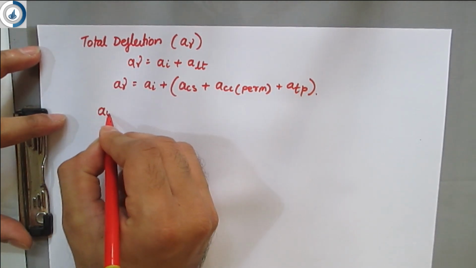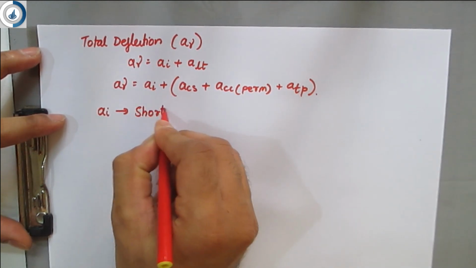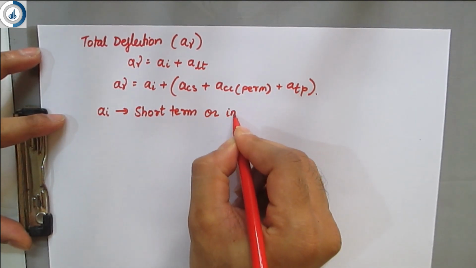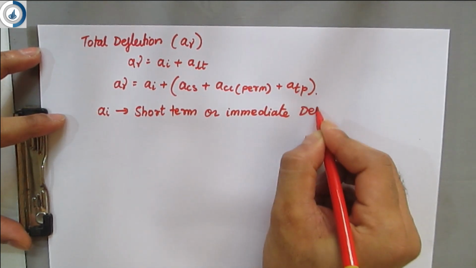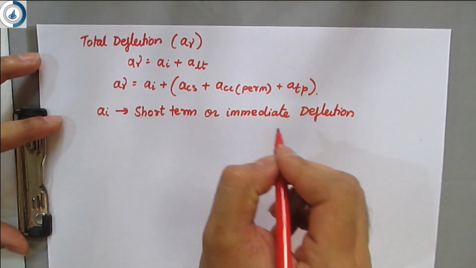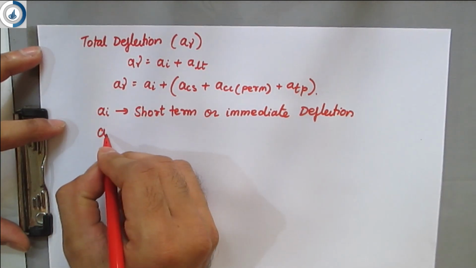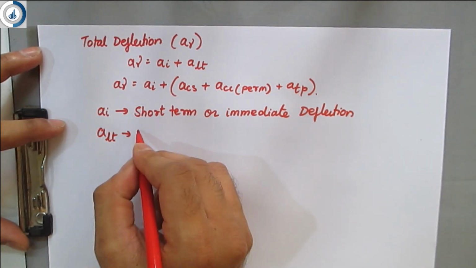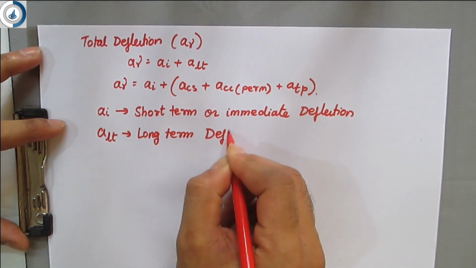Then AI is short-term or immediate deflection. This I symbol is taken from immediate deflection. It is known as short-term or immediate deflection. Then ALT, which is this one, is long-term deflection.